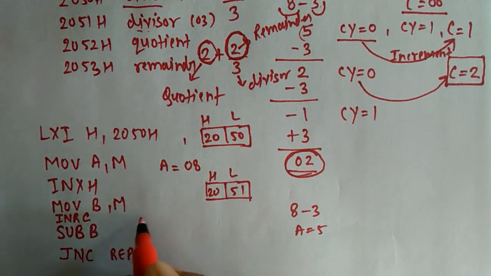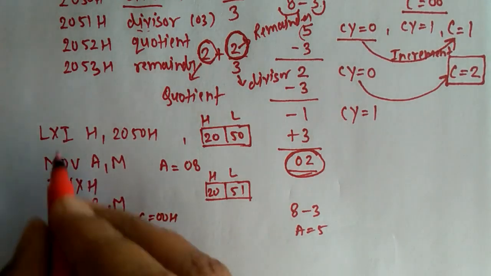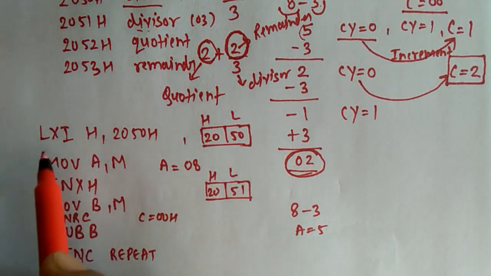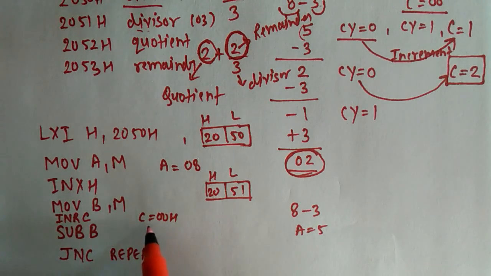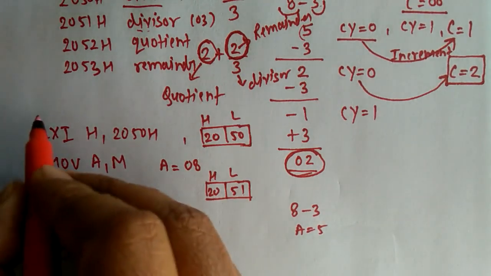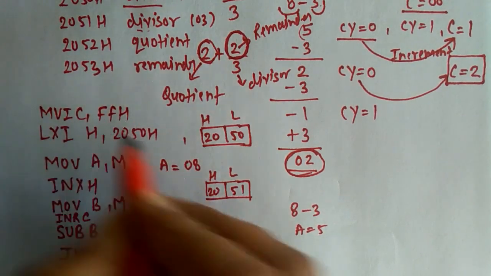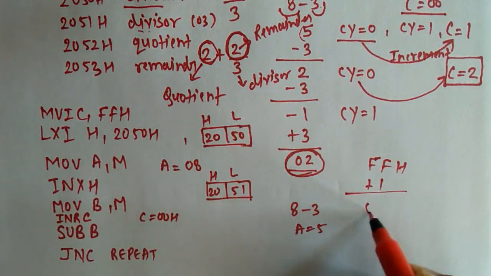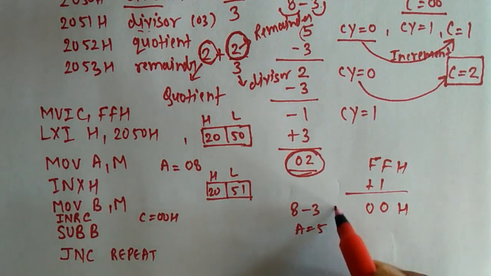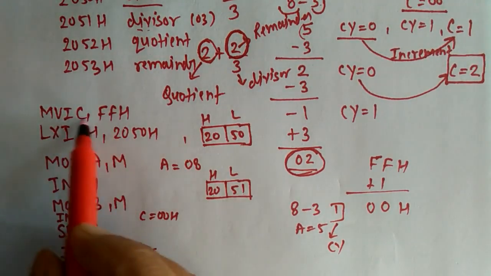INR C means we are going to increase the value, and when this program runs the first time, the content of C must be 0 here. That means first this instruction will run, then this instruction, then here this instruction will run. So at this stage, after increment C, we want to get 00H in register C. That means we will have to initialize the value of C to FFH, because when we add 1 to FFH, we get 00 in the register and 1 becomes the carry.